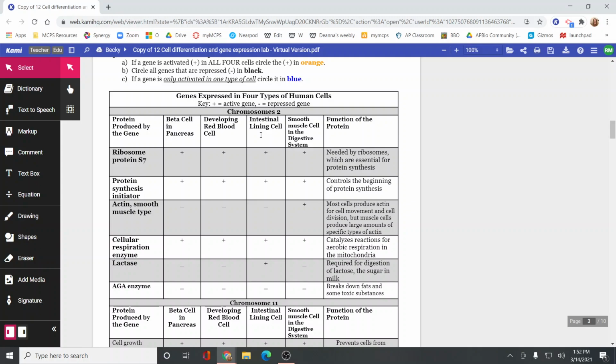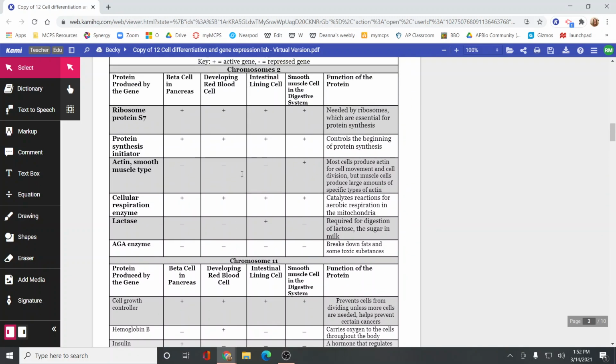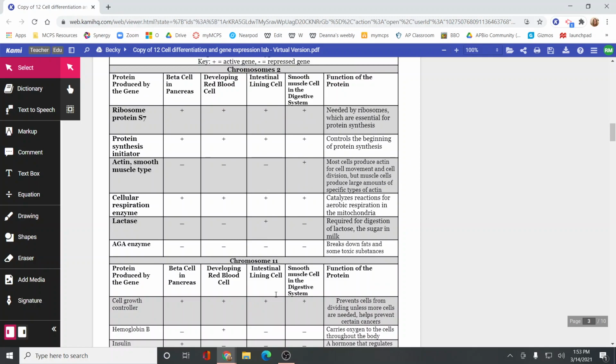Here's the names of the cells going down. So if you're looking at this column, here's what's turned on and turned off in the beta cell. This is what's turned on in chromosome 2. This is what's turned on in chromosome 11. Here's what's turned on in the red blood cell in chromosome 2 and in chromosome 11. Here's the intestinal lining cell, and here's the smooth muscle cell.